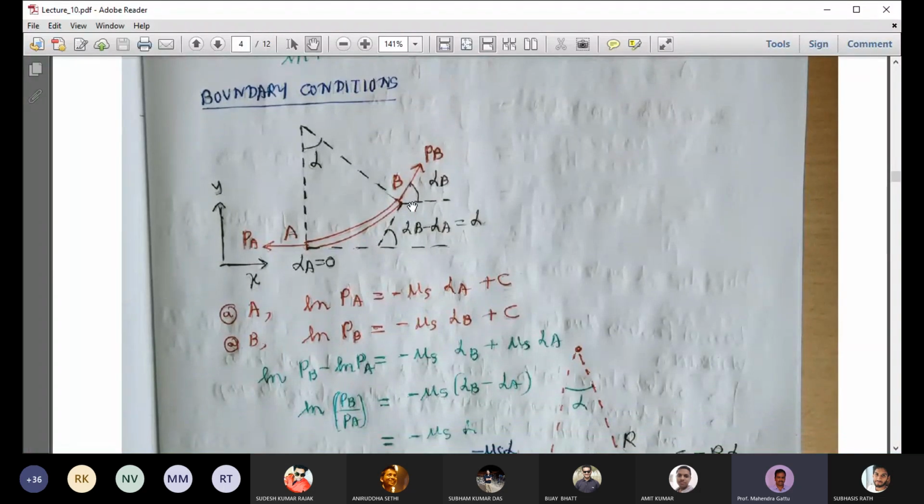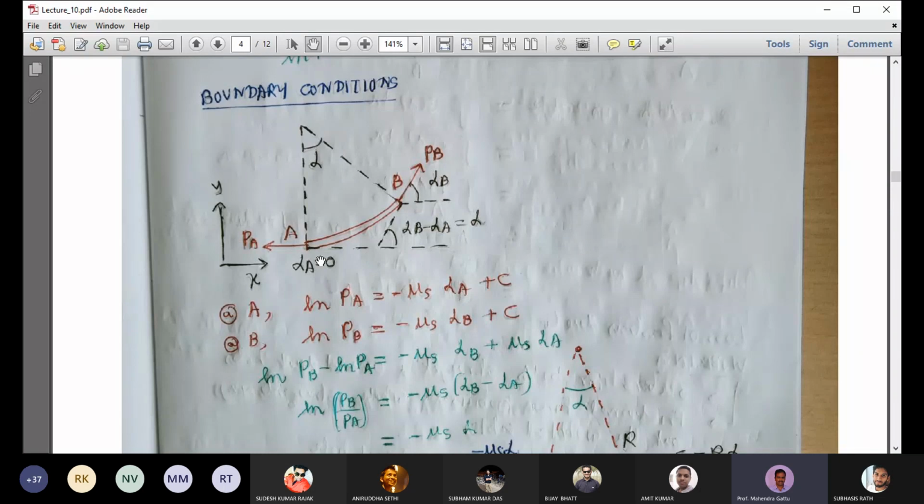We have our cable here, and at the left edge we have alpha a is 0, and at the right edge the slope is alpha b. If you draw a tangent at b and a tangent at a, they will intersect, and the angle between them is alpha b minus alpha a, which we denote as alpha. That is also equal to the angle subtended by the cable at the center. So that is this alpha here.